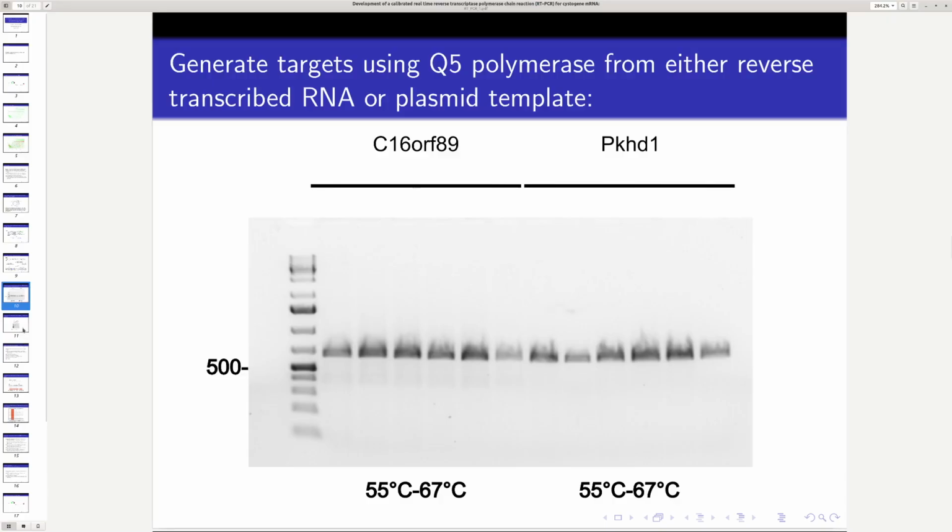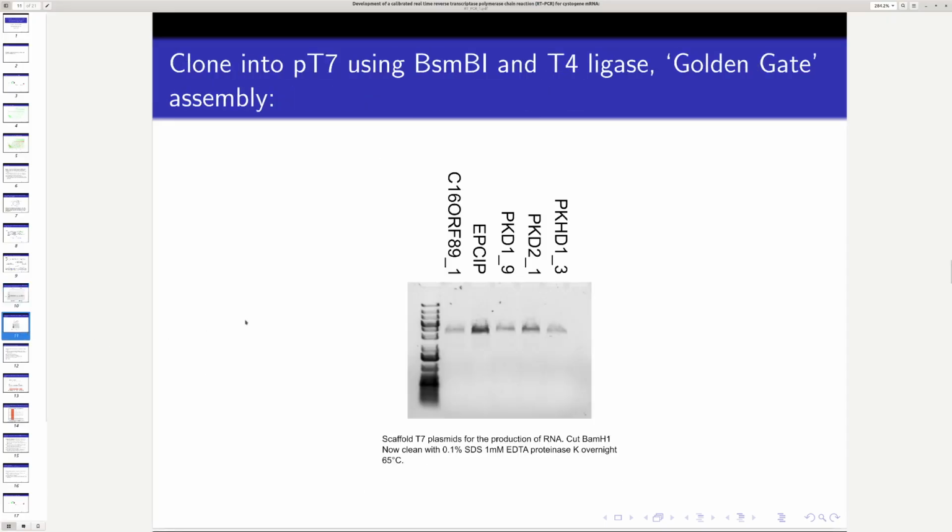We then cloned that into our vector using BsmBI and BamHI. And then we cut the vector with BamHI, and as you can see, we have a relatively large plasmid here. We've got one for Pkhd1, one for Pkhd2, one for Pkhd1, one for EPSIP, which is C21orf62, and this is a gene that I'm quite interested in, C16orf89. It might interact with EPSIP. I'm not sure though. So we cut with BamHI, and so that linearizes it.